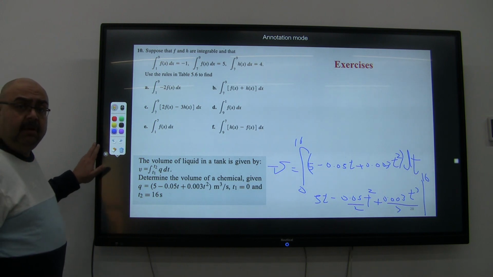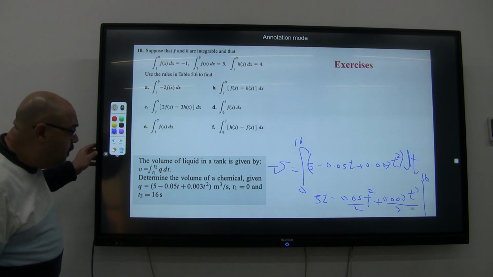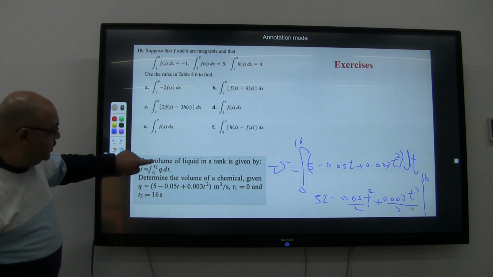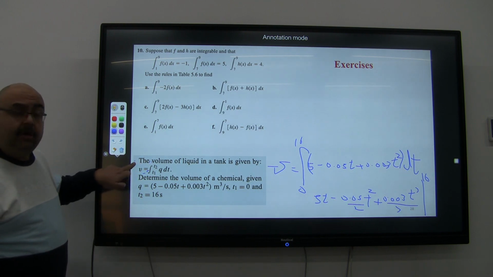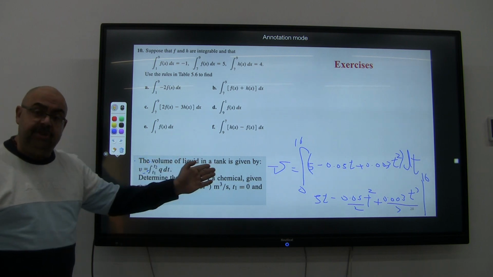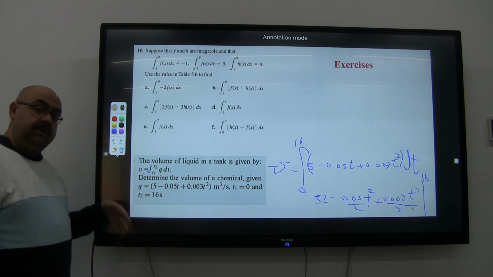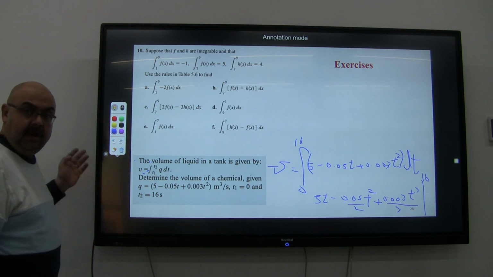One thing, why did they give us the values T1 equals 0, T2 equals 16? These are the integration limits. He's giving you the integration limits also. He wants you to evaluate the volume, which is given by this function. Just substitute and evaluate. Okay?